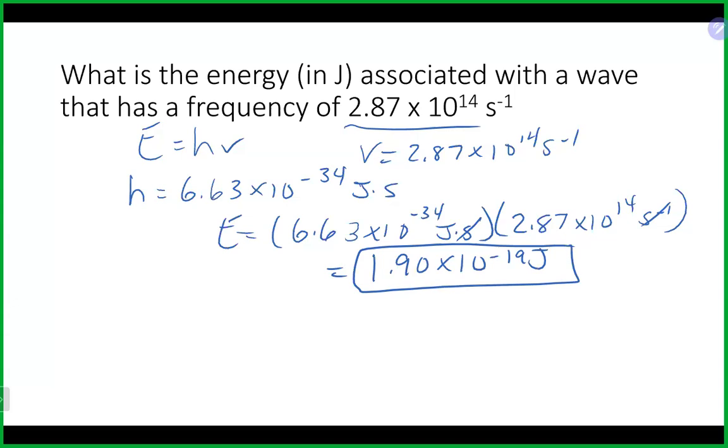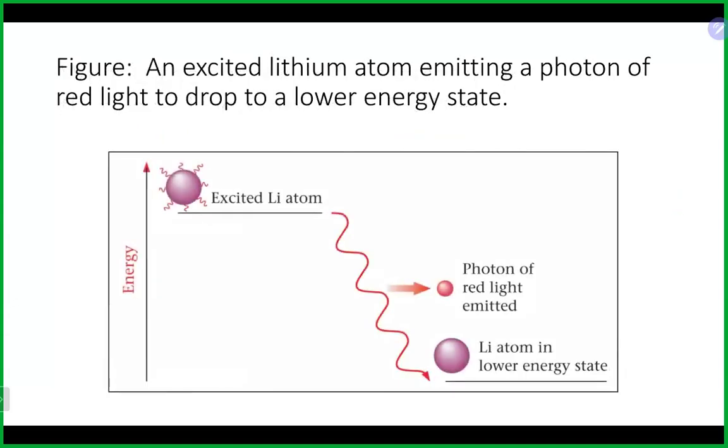Okay, so let's continue on. So as we've been talking about, what we've been calculating is the energy associated with a photon of light as an electron transitions. So you can see an excited lithium atom will have its electrons in a higher energy state. As it goes back down to a lower energy state, we're going to be giving off that energy in the form of a photon of light.